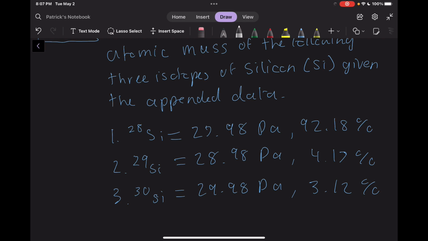Silicon-28 has an atomic mass of 27.98 daltons. Next, we have silicon-29, with an atomic mass of 28.98 daltons and an abundance of 4.17%. And finally, silicon-30, which has a mass of 29.98 daltons and an abundance of 3.12%. We haven't talked about how to solve this type of problem yet, so I would recommend watching as we work through this one together.